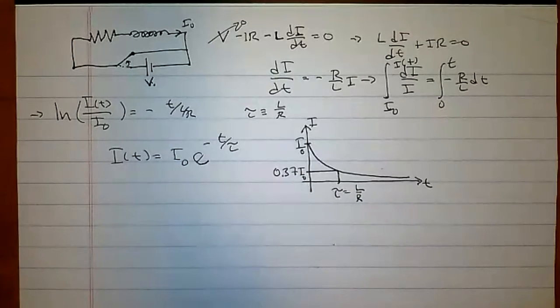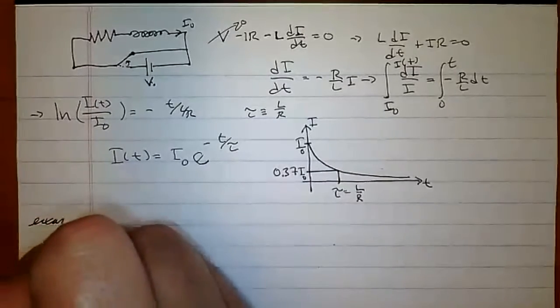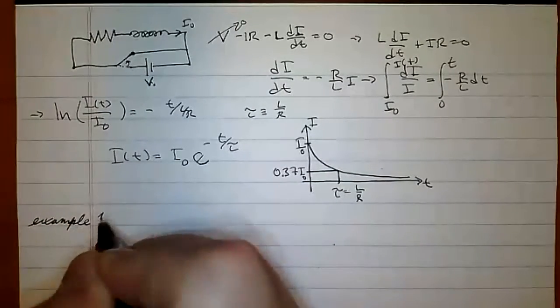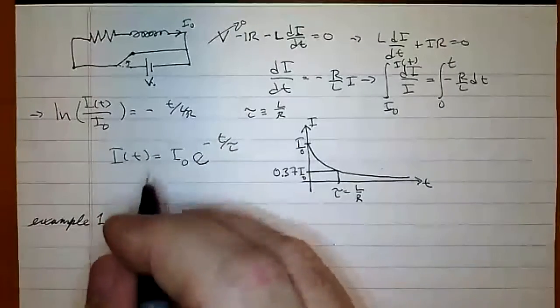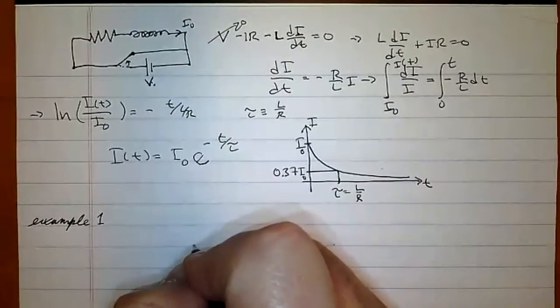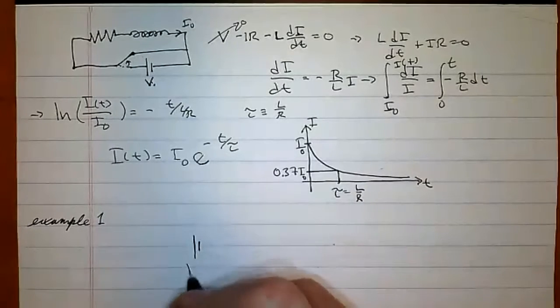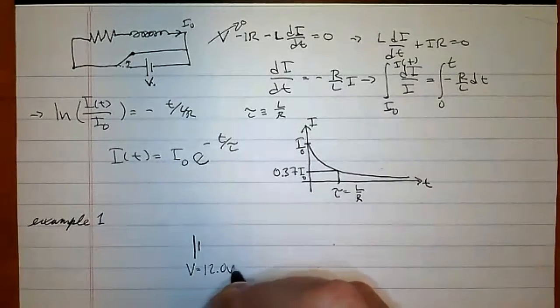Now, this is a good point since I've now done the charging up, the developing of a current when we throw the switch to connect it to a battery. We did that last time, and now we've done the disconnecting the battery part. Now's a good time to work an example. So I'm going to do example 1. We're going to imagine a circuit like this without the battery connected yet. Here's the power source, the battery, and that has a voltage V equals 12.0 volts.